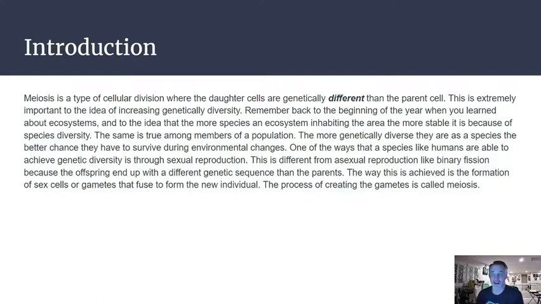One of the ways that species like humans are able to achieve genetic diversity is through sexual reproduction. We're going to talk about that a little bit as we go through there and kind of specifically focus on meiosis. This is different from asexual reproduction like binary fission, which we also talked about last week, which is what bacteria and other single-celled organisms kind of do. And this is because the offspring end up with different sets of genetic material. You get 50% of your genes from one parent and 50% of your genes from the other parent. The way this is achieved is through the formation of sex cells or gametes that fuse to form a new individual. The process of creating gametes is called meiosis, which is a type of cell division.